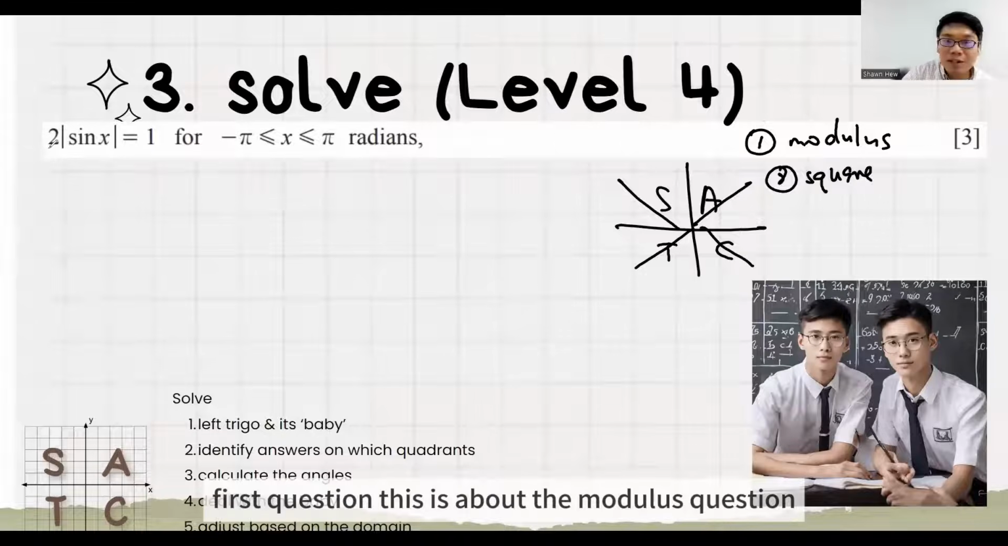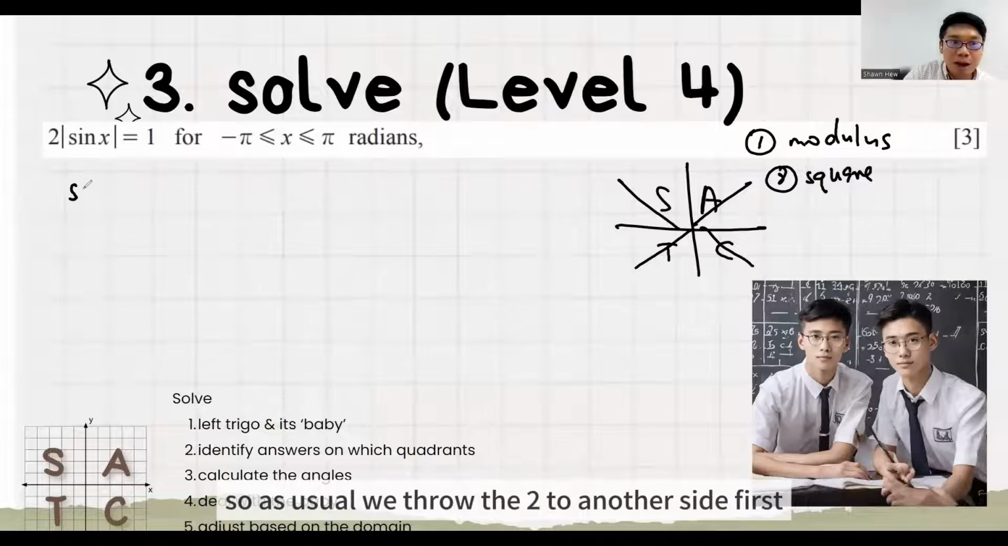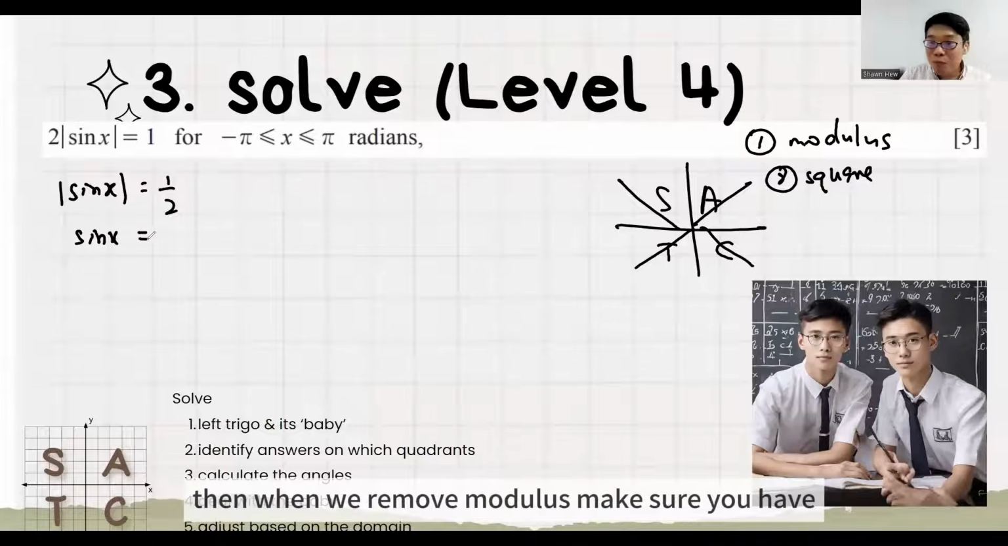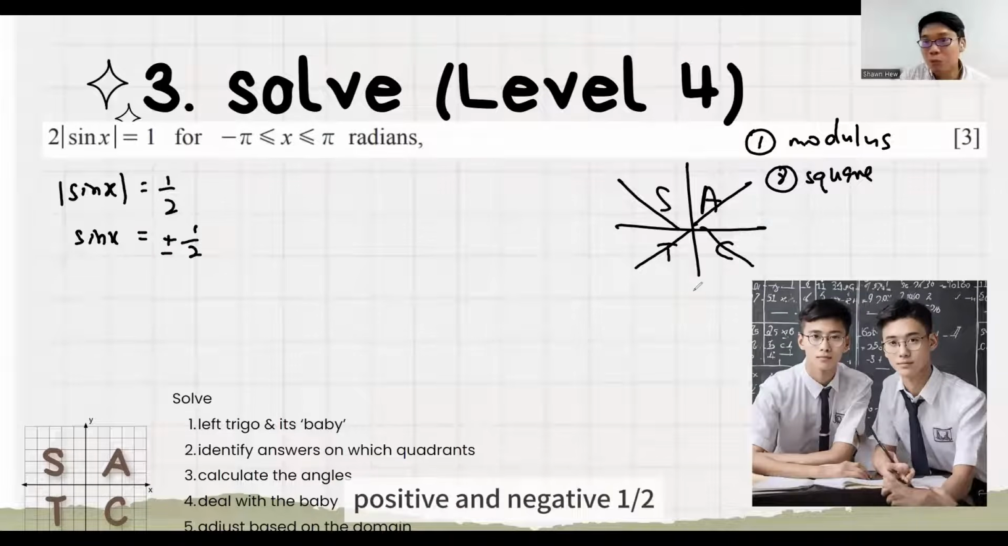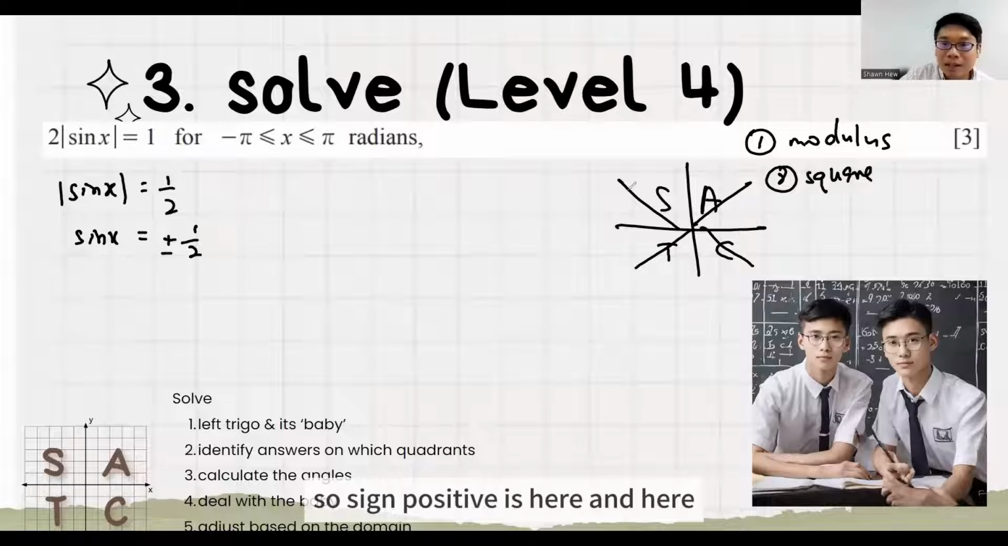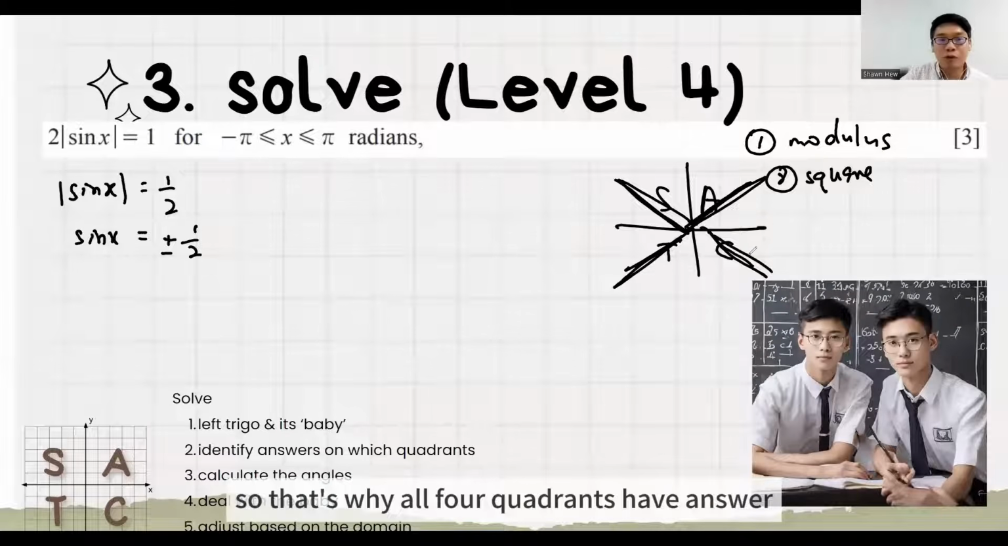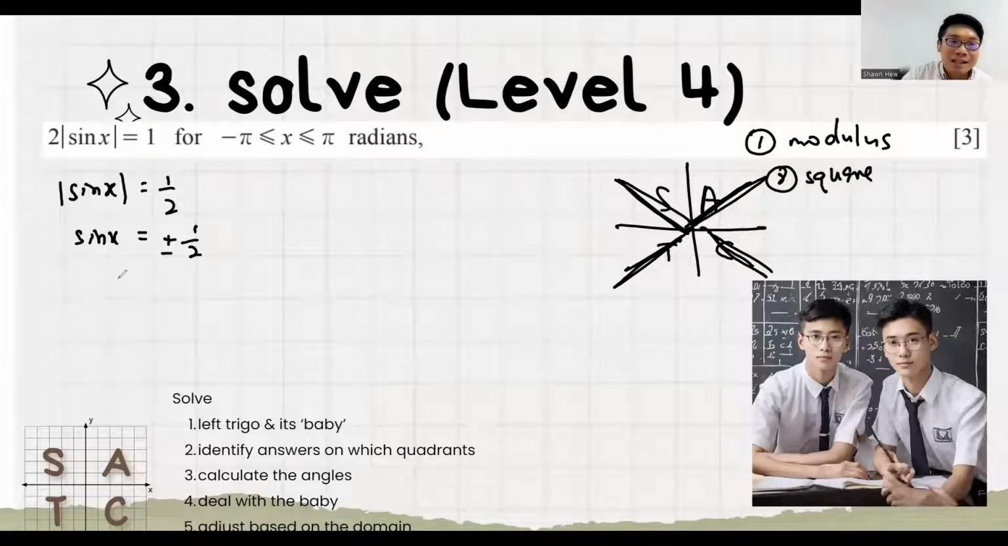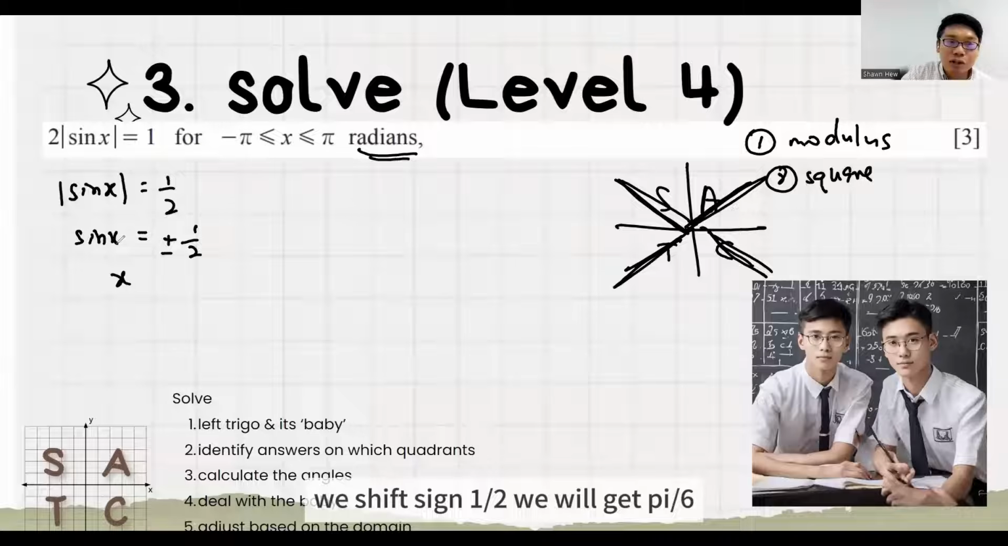First question, this is about the modulus question. So as usual, we show the 2 to the other side first. Then when we remove the modulus, make sure you have positive and negative 1/2. So sine positive is here and here. Sine negative is here and here. So that's why all 4 quadrants have answers. Then this question is in radians. We shift sine half, we will get pi/6.